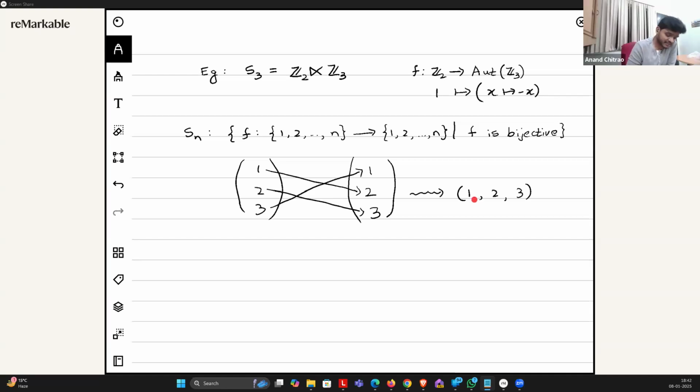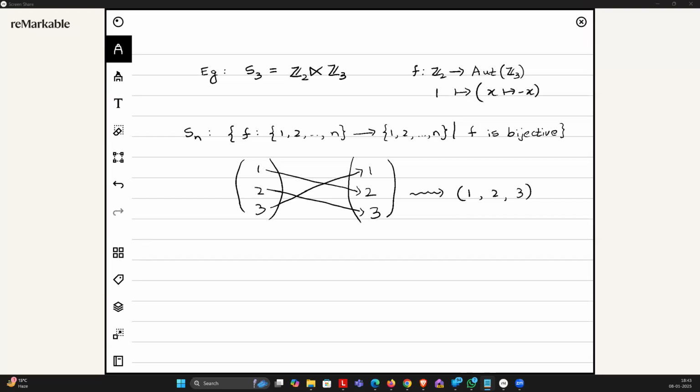So how do you read this? You start with 1, then 1 is mapped to 2, so the next entry is 2. Then you look where 2 goes. 2 is mapped to 3, so the next entry is 3. Where does 3 go? 3 goes back to 1, so this cycles back to 1. That is the cycle decomposition. Everybody's familiar with this? Okay, great.